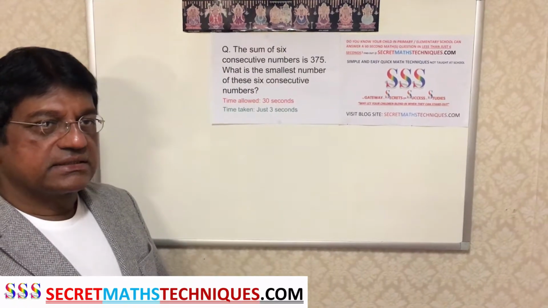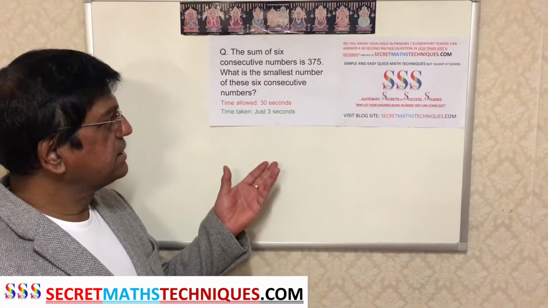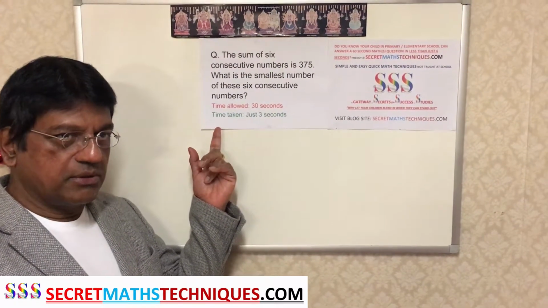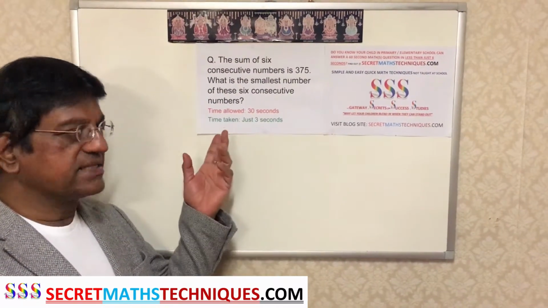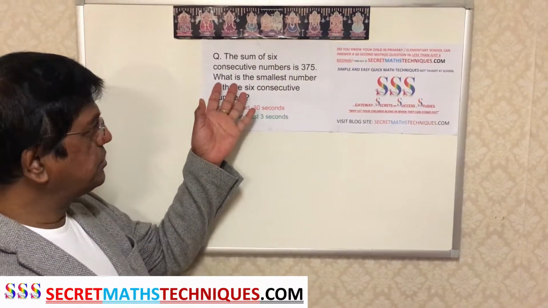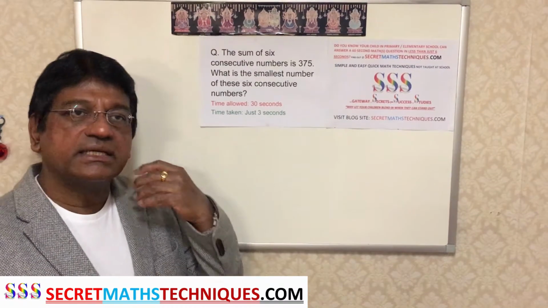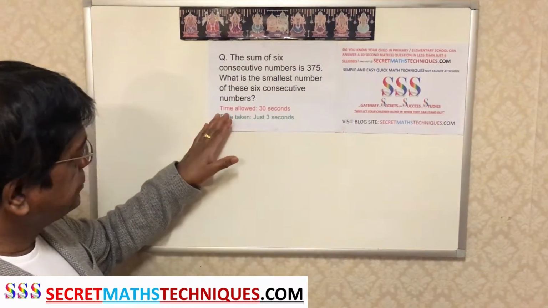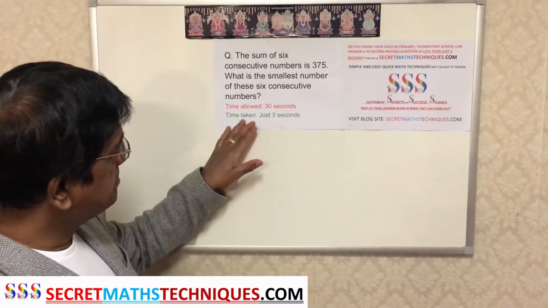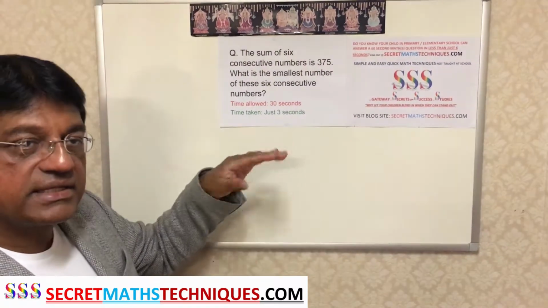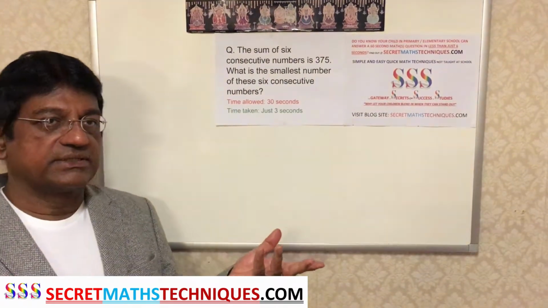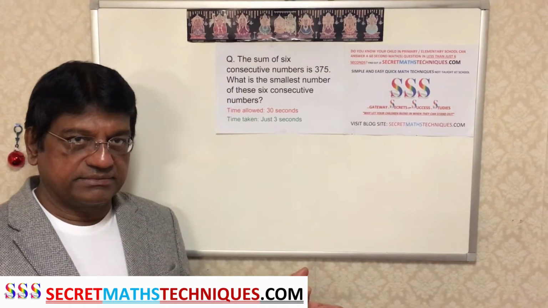And today, we're going to be tackling a primary school, that is end of primary school or secondary school entrance examination question, right here on the board. And it's being allocated, as you probably can read it, time allowed is 30 seconds. Time taken is just 3 seconds. That is as per my technique. It takes only 3 seconds to do the question.